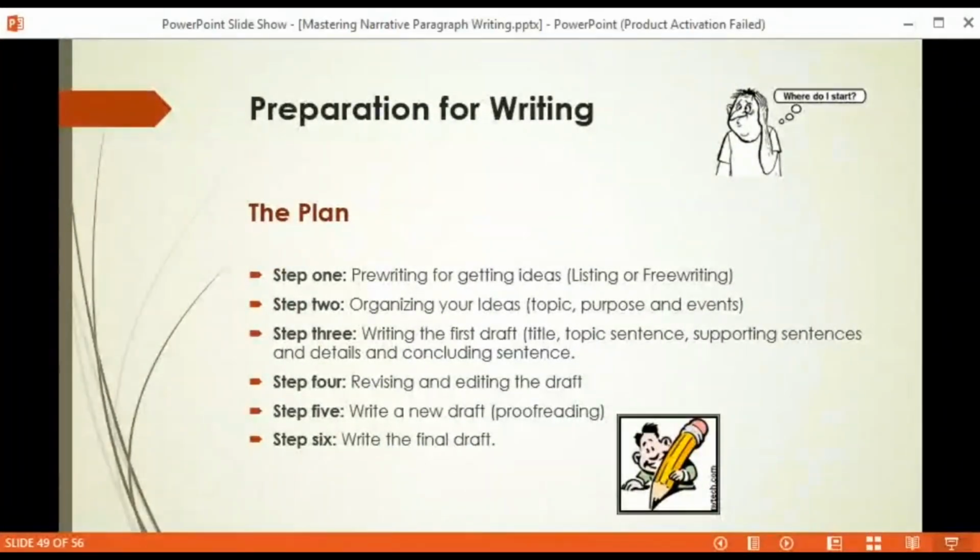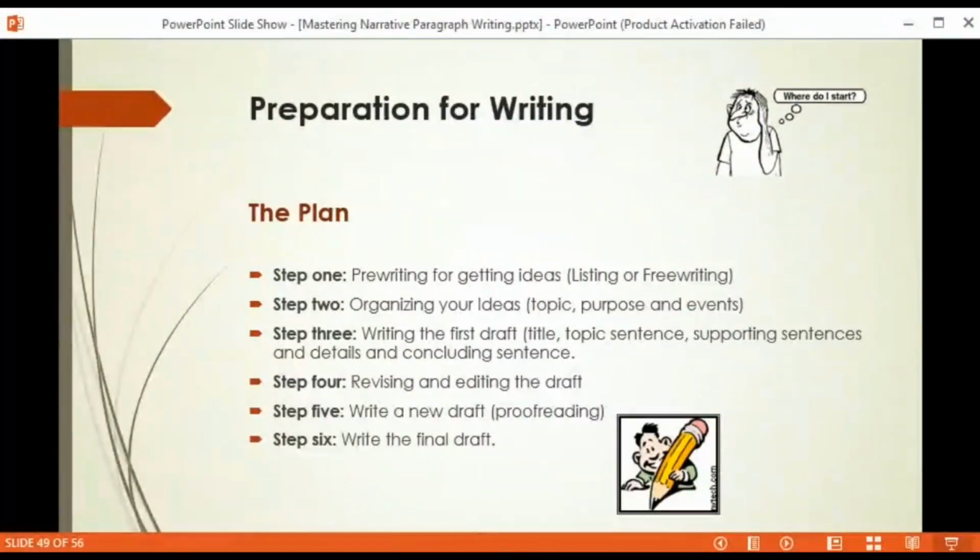Now we will prepare for the writing. Preparation for writing. What is the plan? The plan is a 6 steps plan. Step 1, pre-write for getting ideas, listing or free writing. You can list or free write the events. Step 2, organize your ideas, topic, purpose, and events. Step 3, writing the first draft, title, topic sentence, supporting sentences, and details and concluding sentence. Step 4, revising and editing the draft. Step 5, write a new draft, proofread it, and the last step, write the final draft.